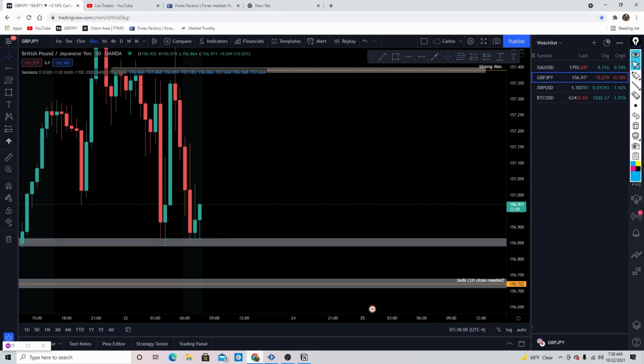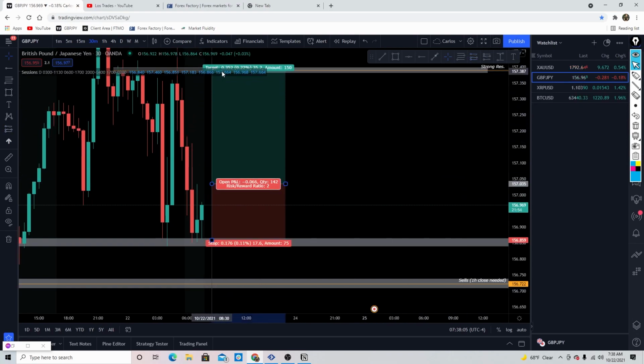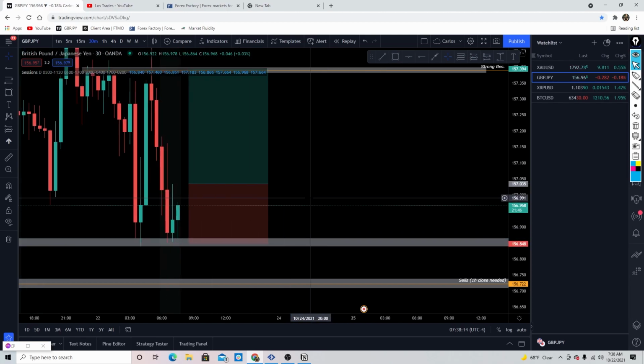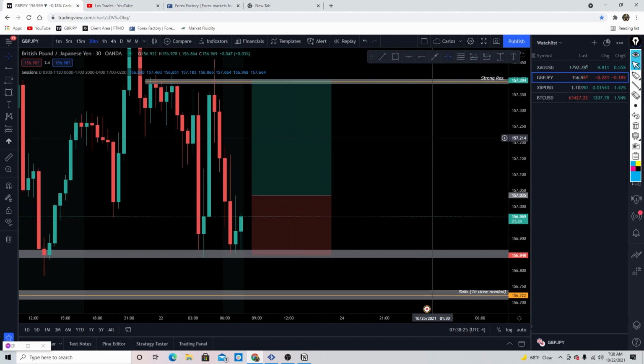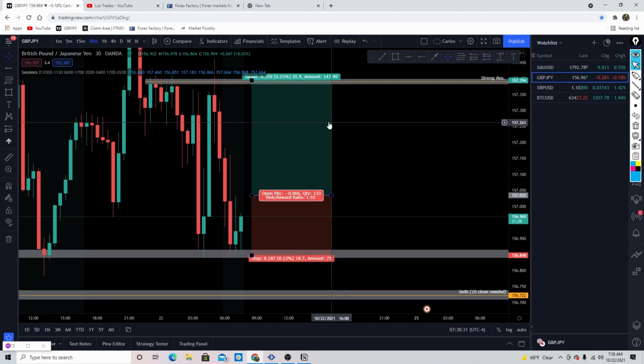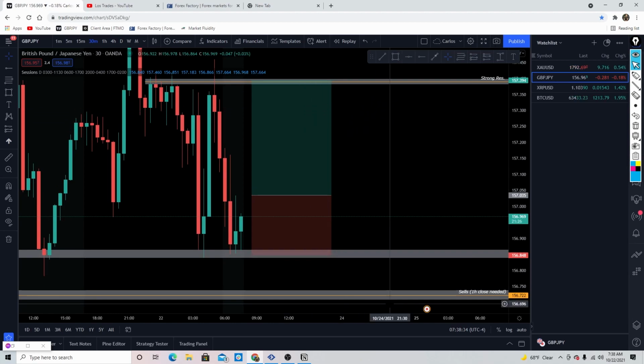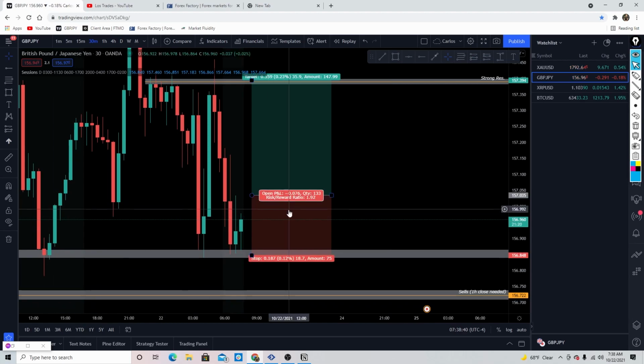All right, let's look at it right here. If it were to continue, we would have a like 20 pip stop. I wouldn't mind it though. 20 pip stop, risking 1%. Maybe since it's Friday, we'll use half risk and maybe be able to just recover our minor losses from the week. So let's see. We're gonna wait. I'll update you.